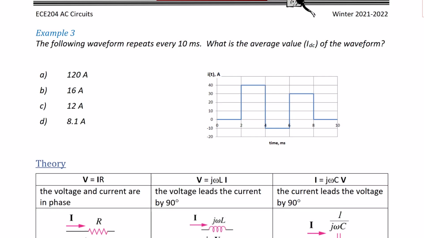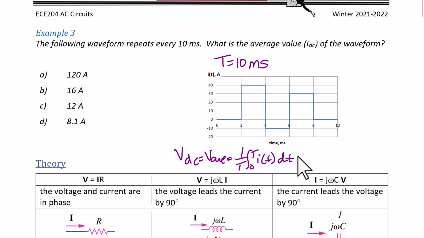Example 3. The following waveform repeats every 10 milliseconds. What is the average value I DC of the waveform? The first thing we'll see is that the period T is equal to 10 milliseconds. Then we need to write the formula for the average or the DC value, and it's 1 over the period, the integral over 1 period, I of t dt. Notice that should have been I DC, I average, not V.